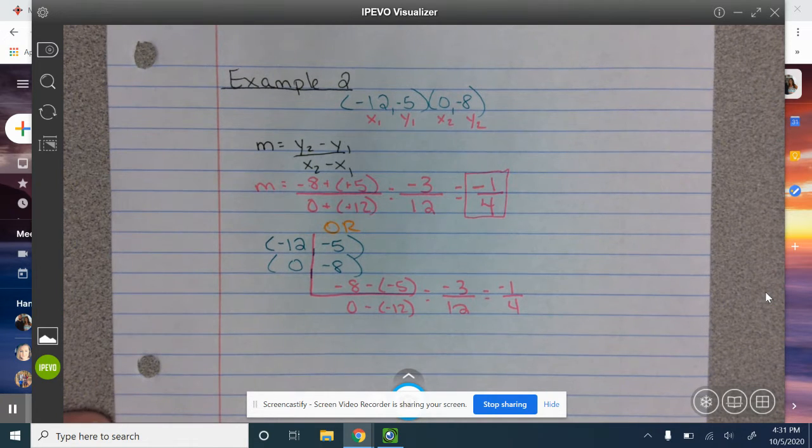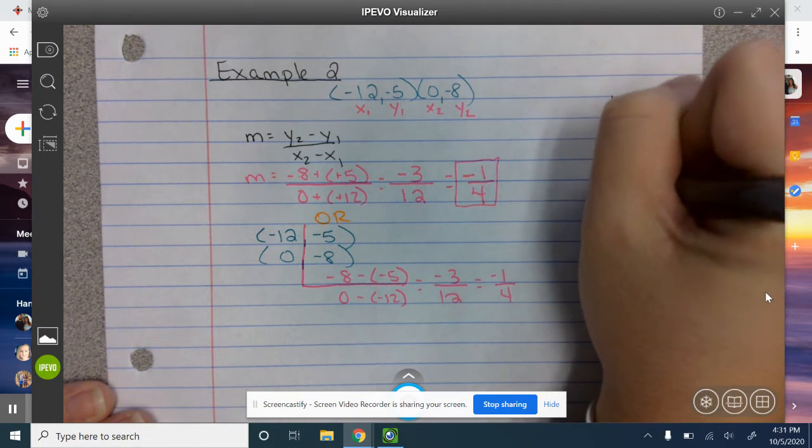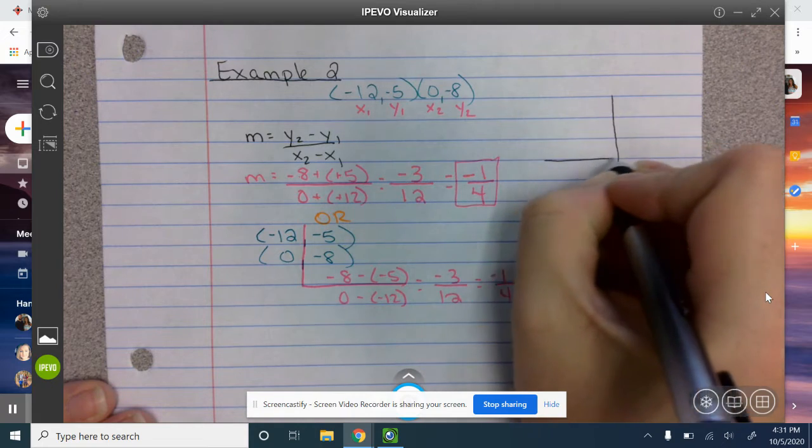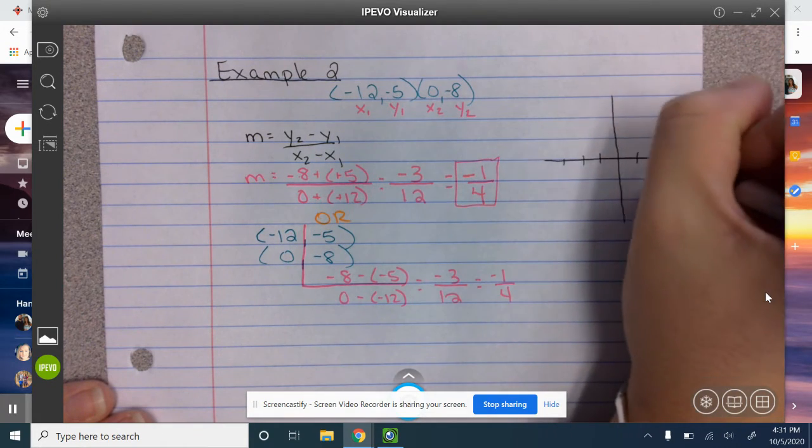Before I go into solving for b, I want to show you something really quick, and it's just going to be with an example. So over here, I'm just drawing a coordinate grid.